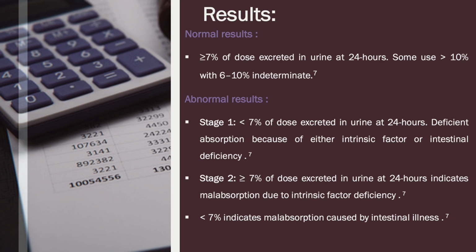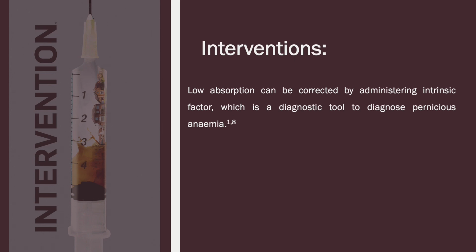Abnormal results in stage 1 will be less than 7% excreted into the urine at 24 hours, which indicates a deficiency in absorption due to intrinsic factor or intestinal deficiencies. In stage 2, abnormal results will be more or less equal to 7% of the dose excreted into the urine, as this will indicate malabsorption due to an intrinsic factor deficiency. But overall, less than 7% excretion indicates malabsorption due to intestinal illness. As for interventions, intrinsic factor is the only intervention that can be given as a diagnostic tool for pernicious anemia.